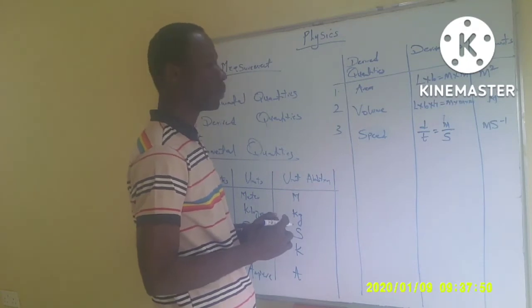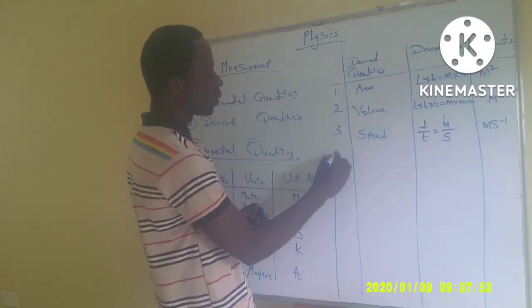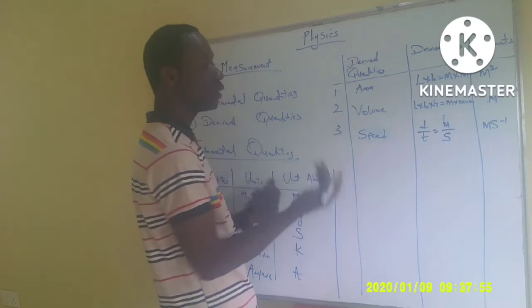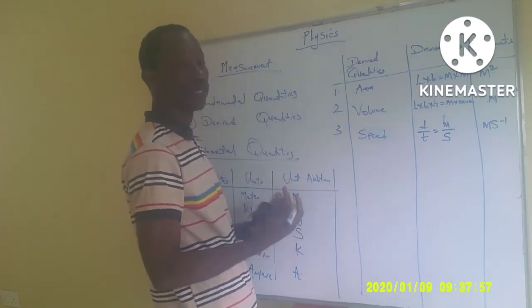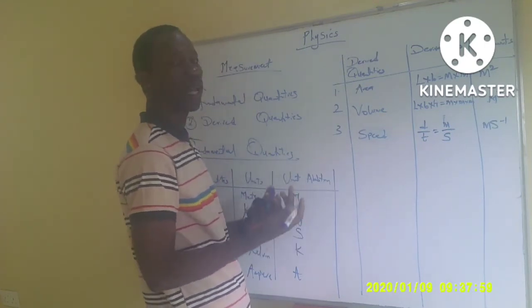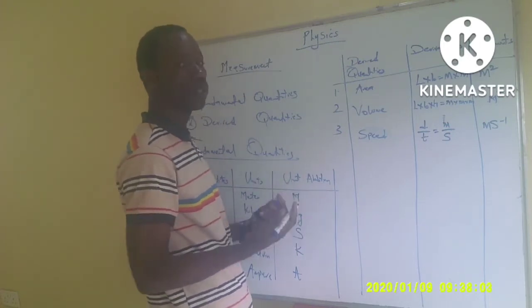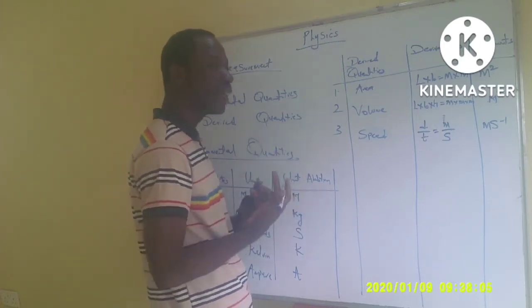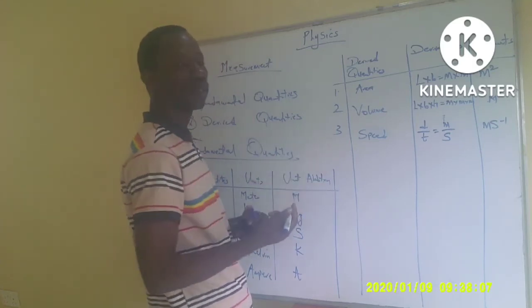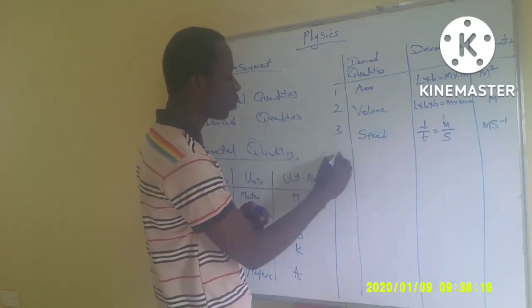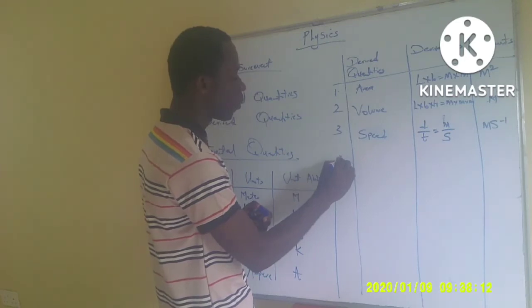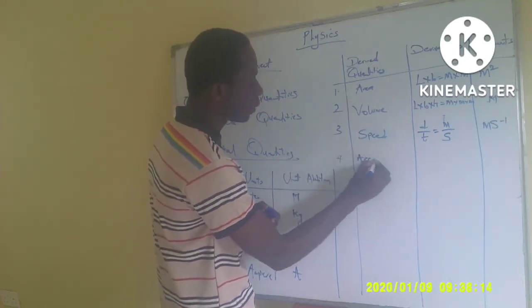So the next one, let's use velocity. Velocity and speed are actually the same thing. The difference between velocity and speed is that velocity is a vector quantity, while speed is a scalar quantity. Velocity has a specific direction, speed does not have a specific direction. So let's move to acceleration.